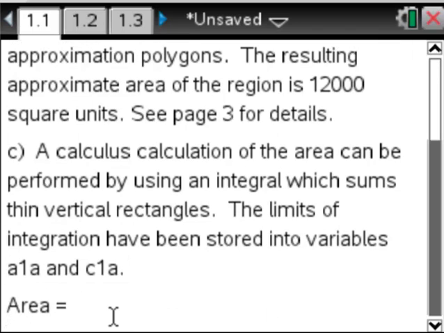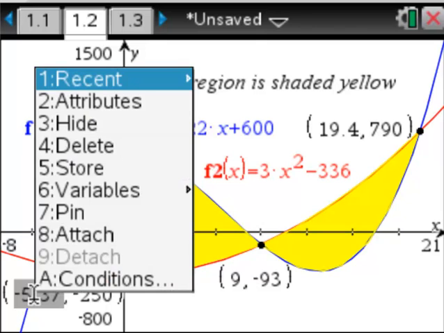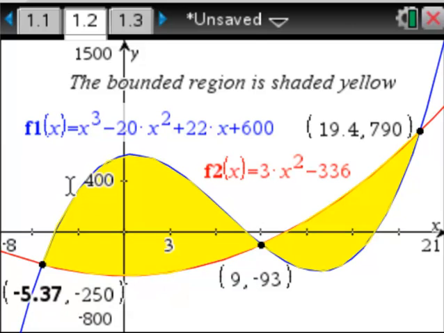Okay, now we need to get those limits of integration stored. Let's go back to that graph there, and let's take this context menu, store. Alright, traditional left-hand limit of integration is given the name A, but it's the TI-Nspire. We don't want to use single letter names, so now that makes A1. And since this is actually a decimal approximation of A, we'll call it A1A, and then hit enter.